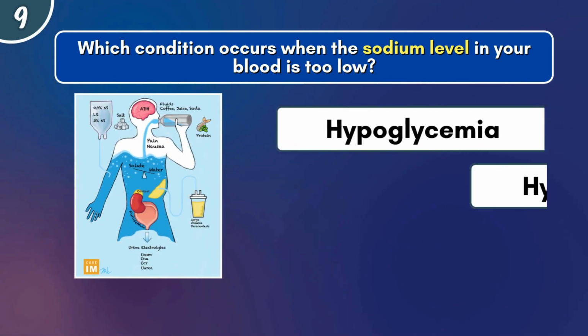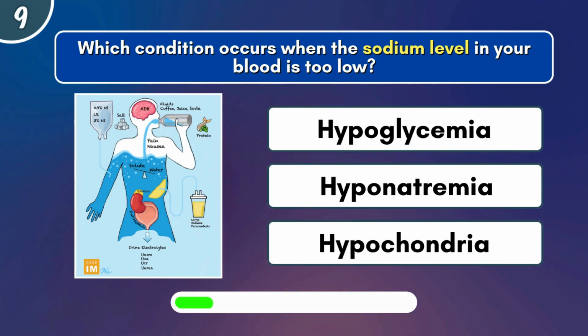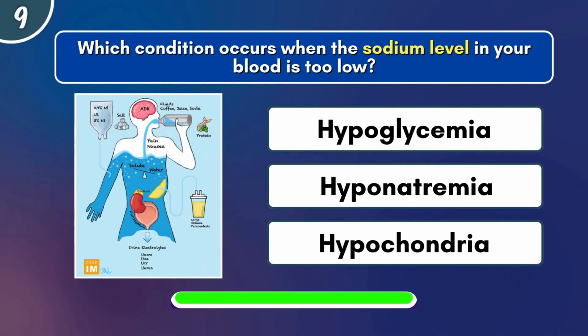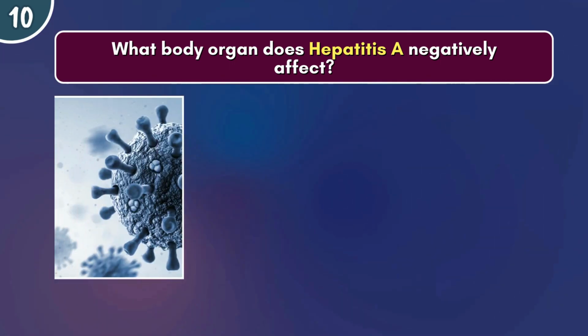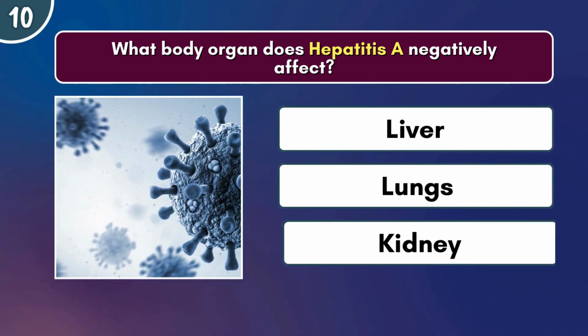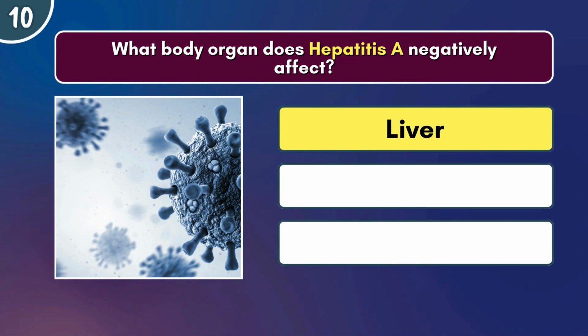Which condition occurs when the sodium level in your blood is too low? Hypoglycemia, hyponatremia, or hypochondria? It's hyponatremia. What body organ does hepatitis A negatively affect? Liver, lungs, or kidney? It's liver.